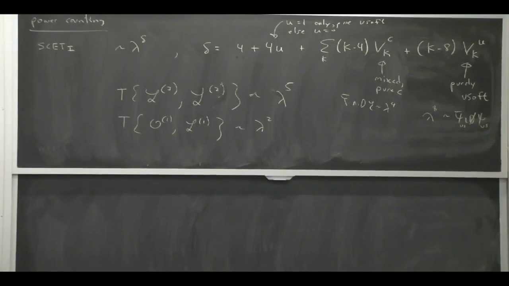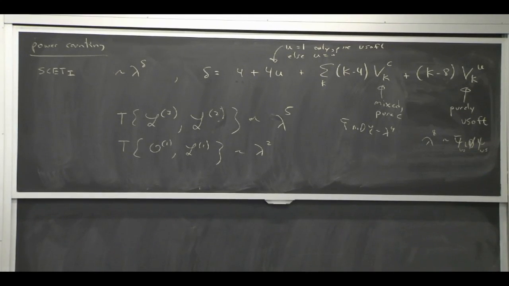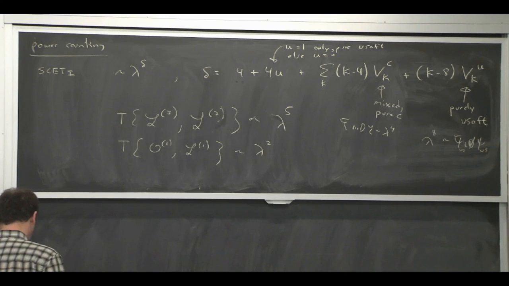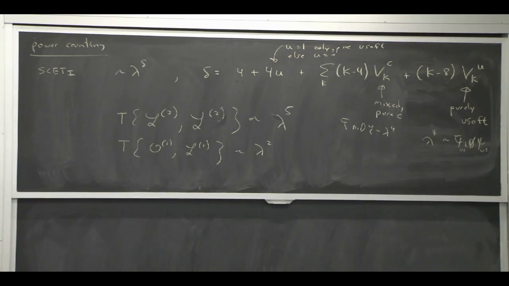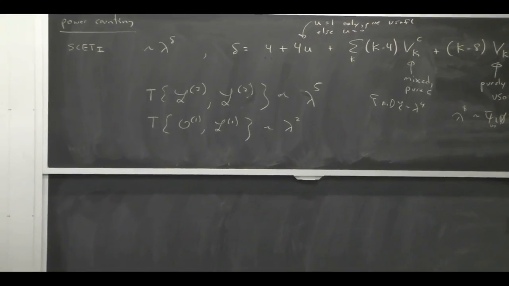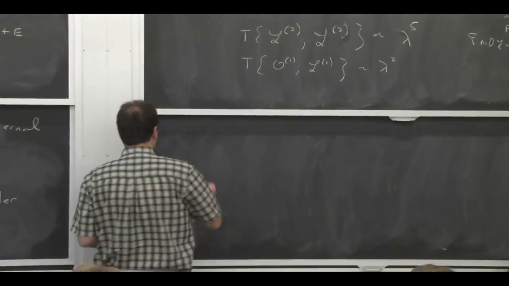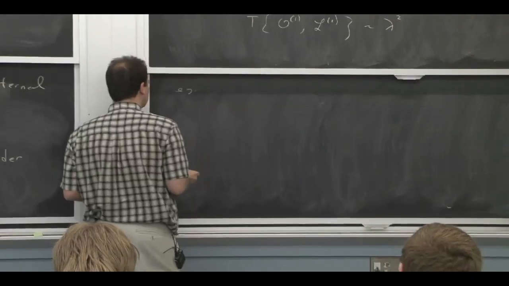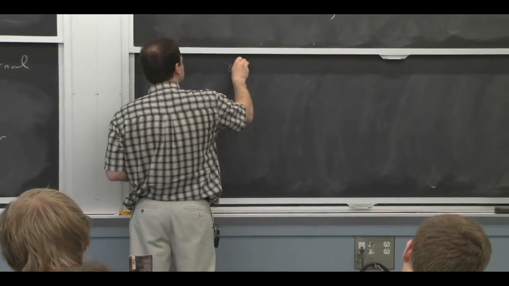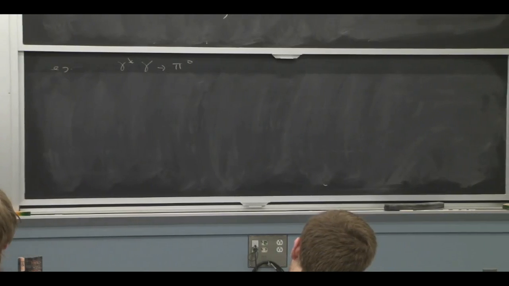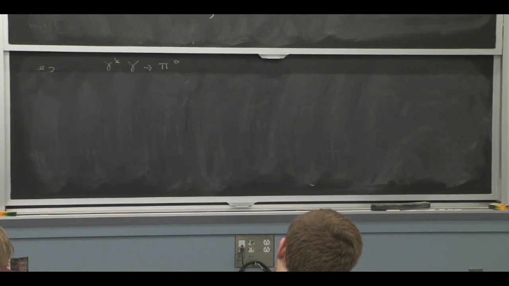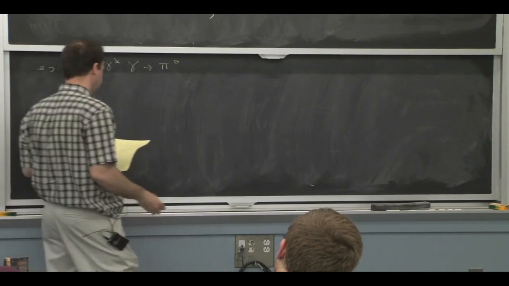So I want to do a couple of examples in SCT2. So let's do an example, which is in some ways simple. It's kind of an exclusive analog of our DIS example, and it's called the photon-pion form factor.